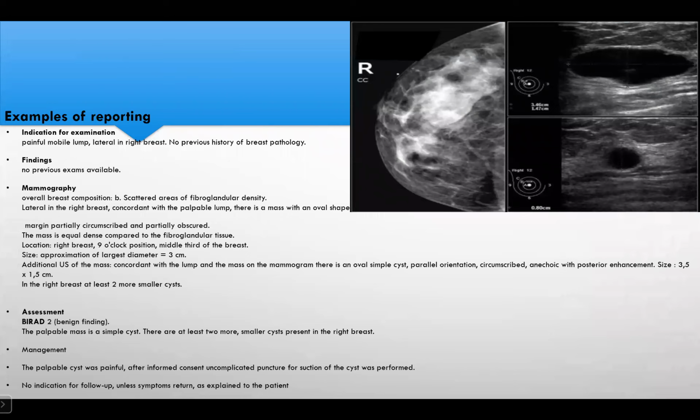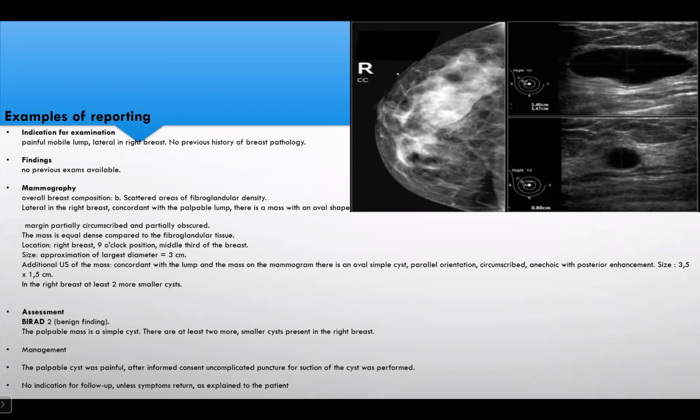The mammography shows overall breast composition B with scattered areas of fibroglandular density, lateral in the right breast, concordant with the palpable lump. There is a mass which is oval in shape, with the margin partially circumscribed and partially obscured. The mass is equally dense compared to fibroglandular tissue. The location is in the right breast, 9 o'clock position, middle third of the breast, and the size is approximately 3 cm. Additional ultrasound of the mass is concordant with the lump and the mass on mammogram.